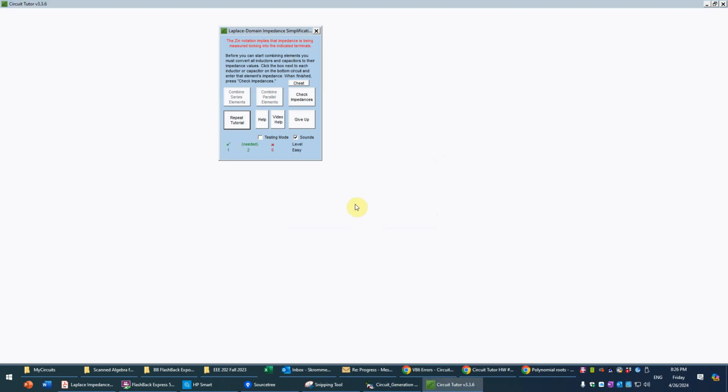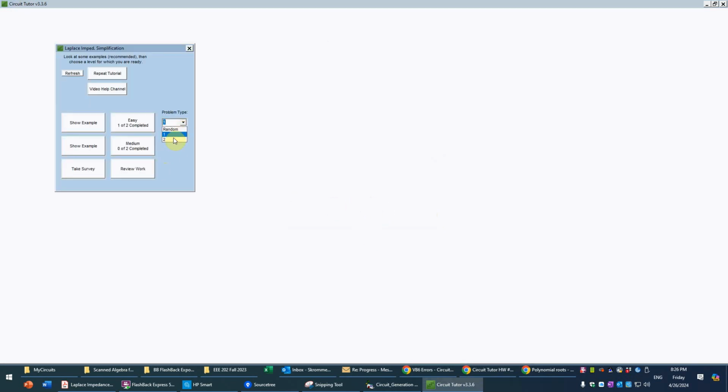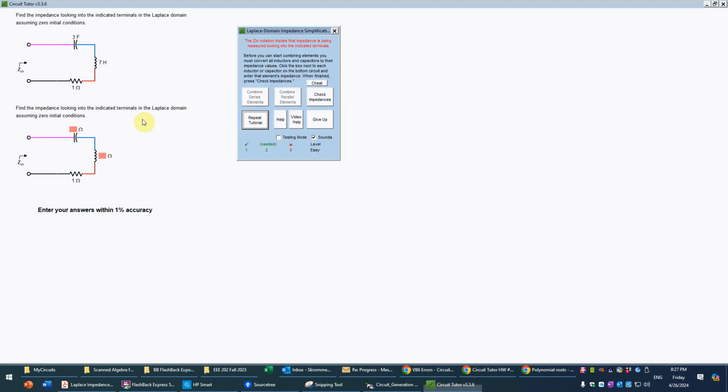Now I'm going to go and do a second problem here of a different type. So this time it's given us 3 elements in series, again with capacitor, inductor, and resistor. So once again, our first task is to convert from the time domain, where we have the farads and the henries, into the Laplace or complex frequency or impedance domain, where we have everything in ohms.